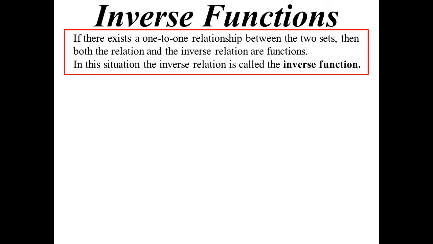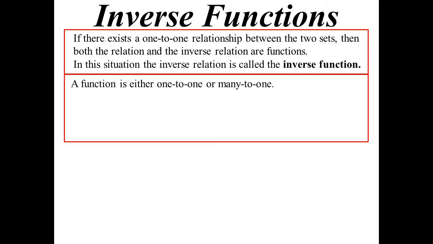We're going to recap inverse functions, which of course we looked at back in term 1, I think it was. So let's have a quick recap. If there exists a one-to-one relationship between the two sets of numbers, the x and the y values, then both the relation and the inverse relation are functions, is what we're basically saying. In that case, the inverse relation becomes the inverse function.